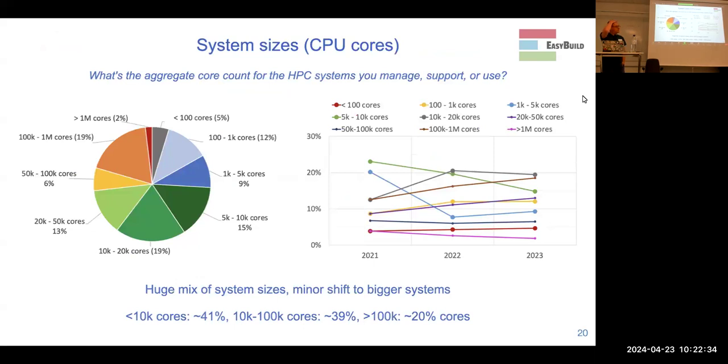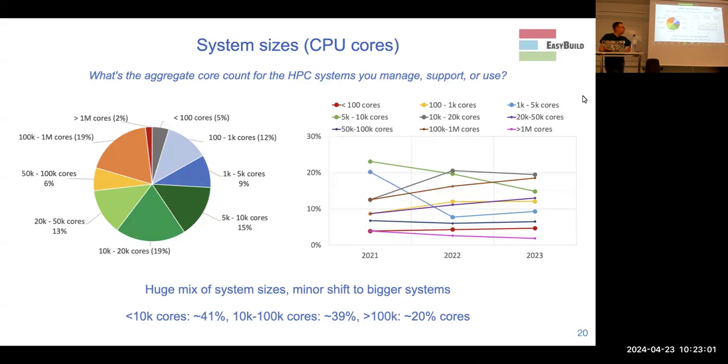The size of systems that people are managing, this is not really specific to EasyBuild. So even if you're not using EasyBuild on these systems, you could still answer this question. Again, this is a huge mix of things, no surprise. Some people are apparently mostly using it on their laptop because that's, I think, the only place where you can get less than 100 cores these days. Huge mix.